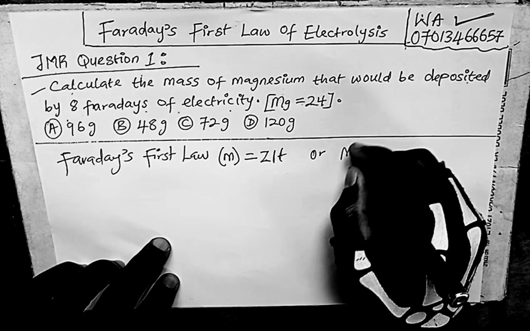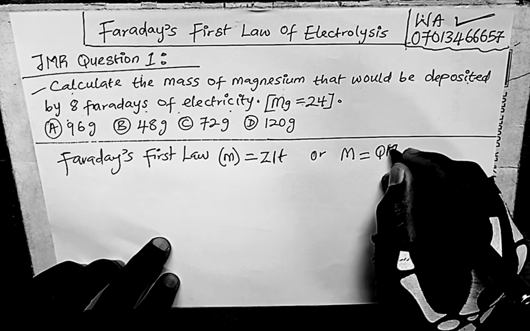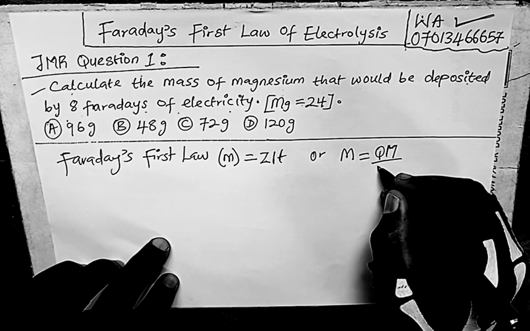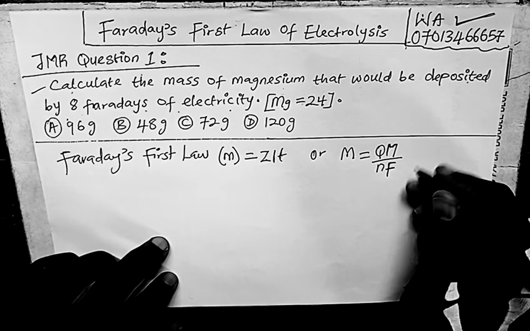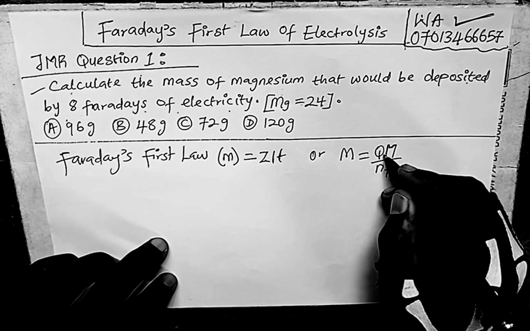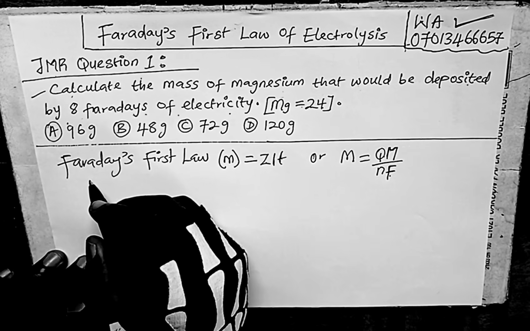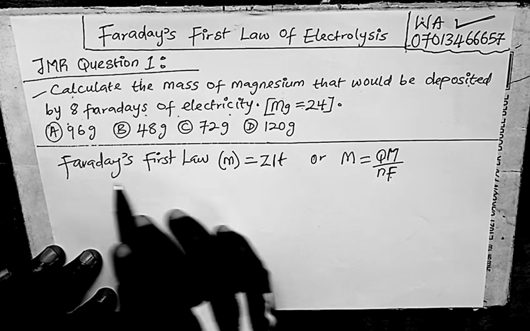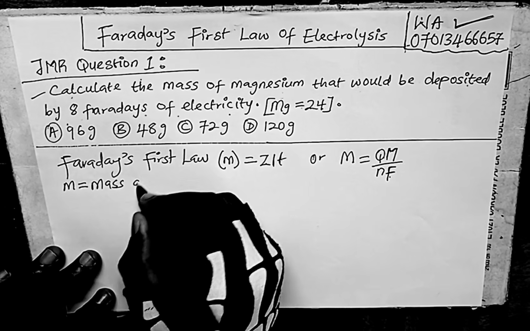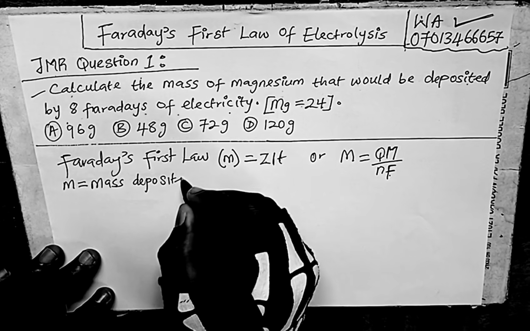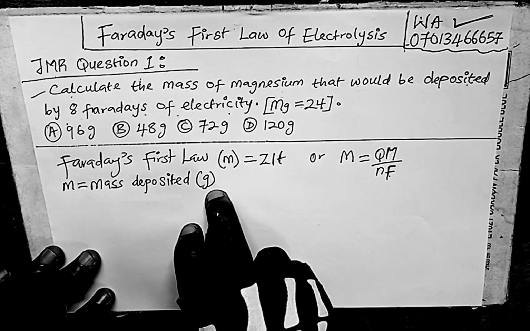We can also use this formula, which is also the formula of Faraday's first law. The mass m is equal to Q M over n F, if we are working with molar mass. Here F is Faraday's constant and Q is the quantity. Let me quickly write everything out. In this formula, m is the mass of the metal deposited, usually represented in gram.